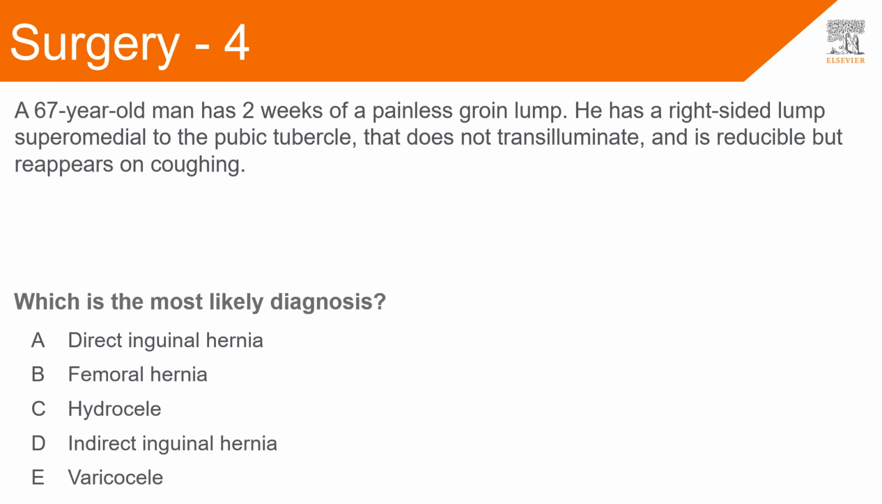Moving on to question number 4. A 67-year-old man has 2 weeks of a painless groin lump. He has a right-sided lump superomedial to the pubic tubercle that does not transilluminate, is reducible but reappears on coughing. Which is the most likely diagnosis? A. Direct inguinal hernia, B. Femoral hernia, C. Hydrocele, D. Indirect inguinal hernia, or E. A varicocele. So I'll give you 30 seconds to think about the most likely diagnosis.